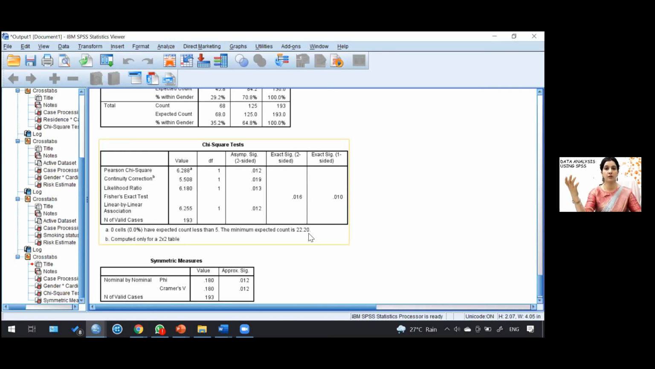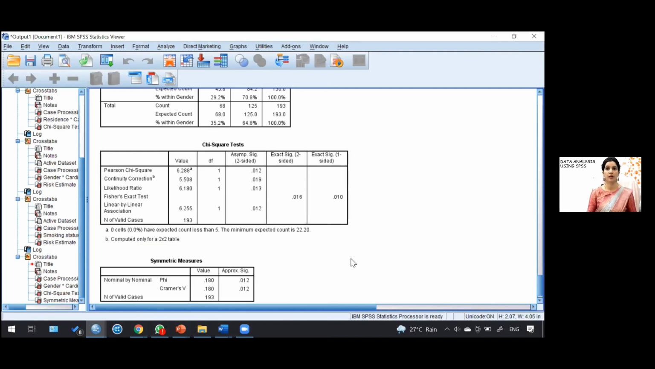And then the third was it should generally be a cross-sectional study. That is again a study design issue. And the fourth is the minimum cell count in all the cells should be at least 5. We have met this assumption, because it writes that the minimum expected count is 22.20, which is much higher than 5. So the chi-square test is significant. There is a significant association between gender and cardiovascular disease status, the presence or absence.